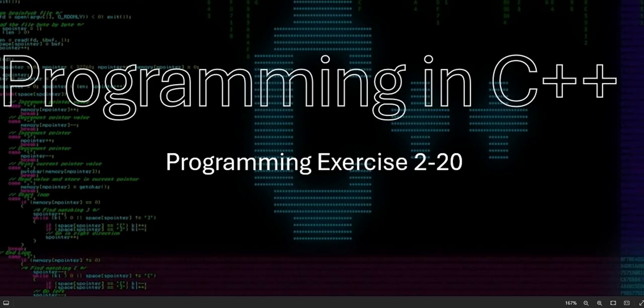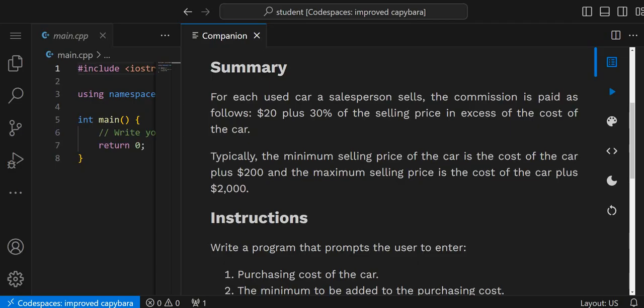Programming in C++, programming exercise 2-20. For each used car a salesperson sells, the commission is paid as follows: $20 plus 30% of the selling price in excess of the cost of the car. Typically, the minimum selling price of the car is the cost of the car plus $200, and the maximum selling price is the cost of the car plus $2,000.